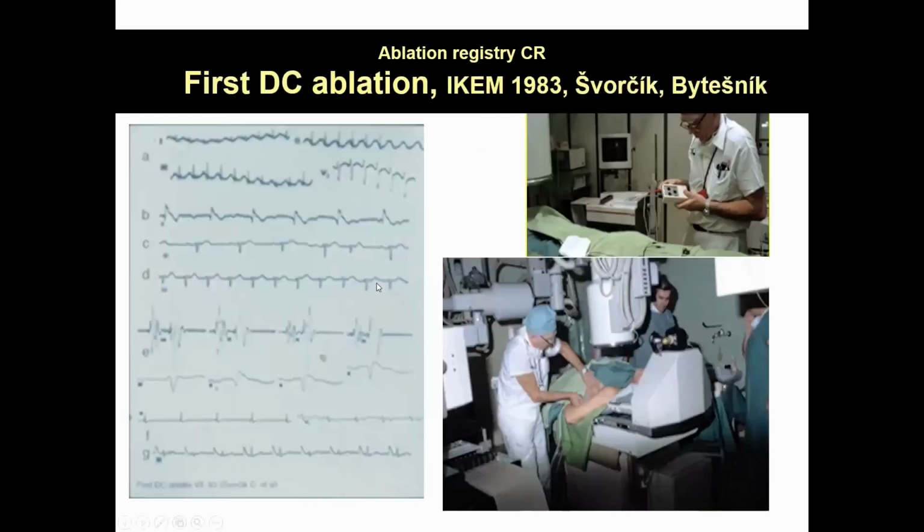The first DC ablation here in Czech and in ICEM was done just 1 year after the first report in the world, in 1983, by Švorčík and Bytešník. And you can see the ancient equipment of the lab. It is Dr. Švorčík, it is Dr. Bytešník. It is a recording of the His catheter position in the His region. General anesthesia was applied, a shock was delivered, and complete AV block occurred.